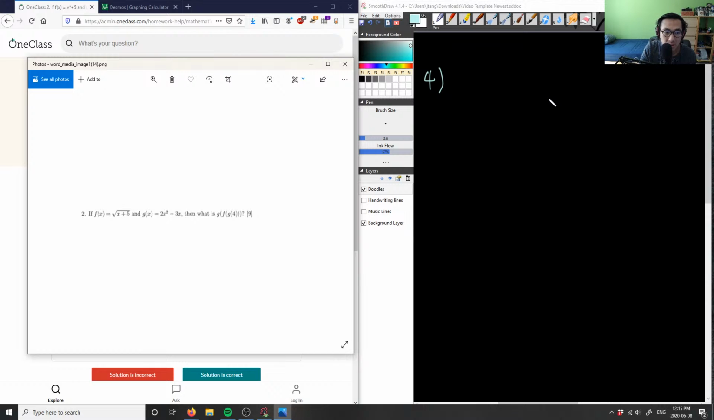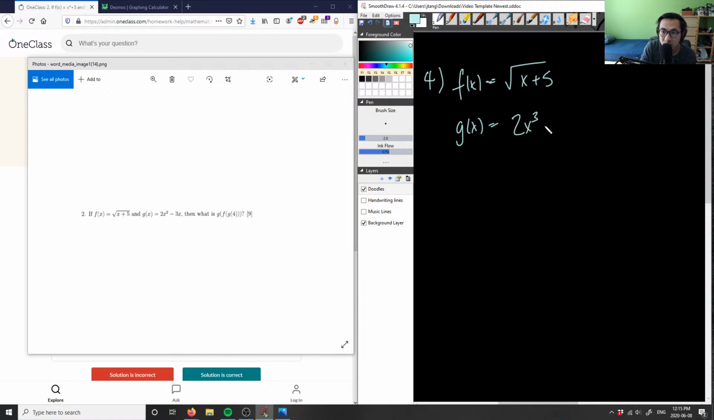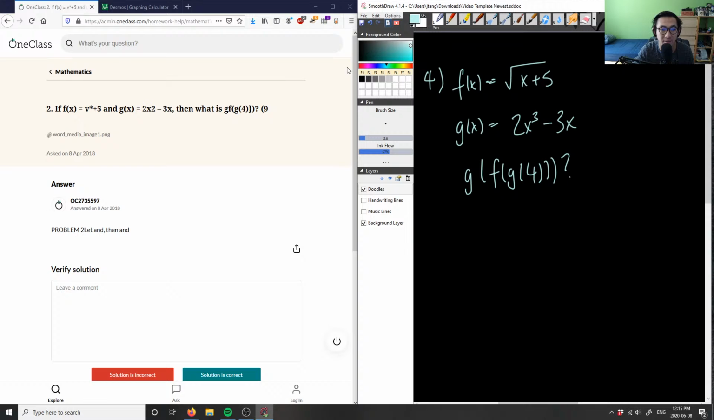So let's see, if f of x equals root x plus 5, and if g of x equals 2x cubed minus 3x, then what is g of f of g of 4? Okay, so this is something you would typically see in advanced functions, because you're given specific things. You have root x here, a function you would probably see in a grade 11 course.